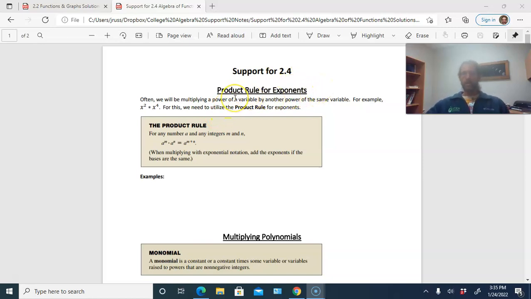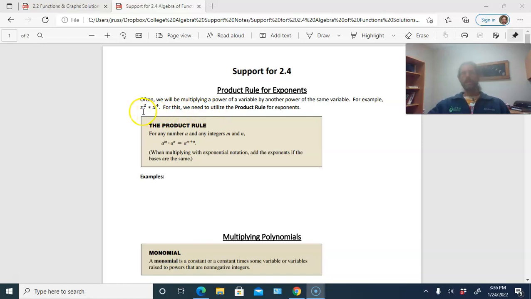This pertains to exponential expressions, so basically expressions that have exponents in them. It says often we will be multiplying a power of a variable by another power of the same variable. So for example, if we had here x to the second power times x to the fourth power.